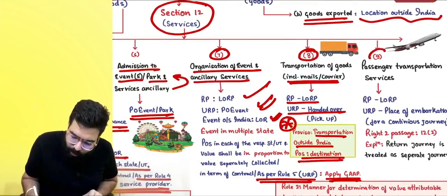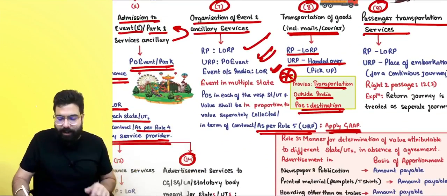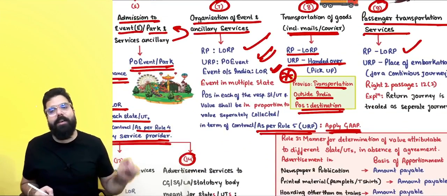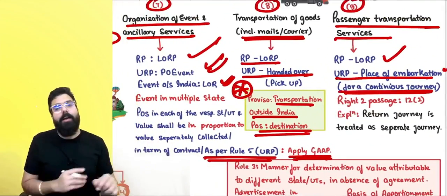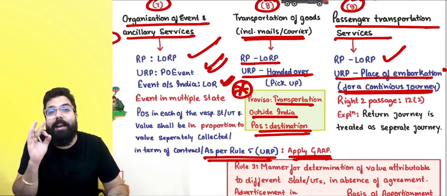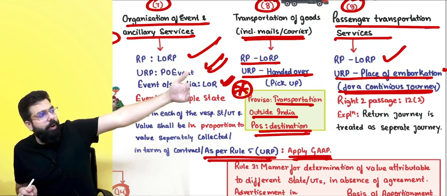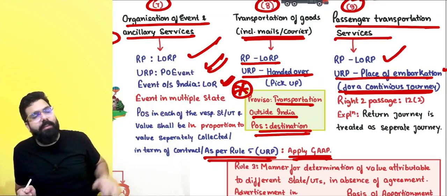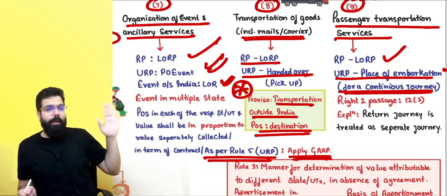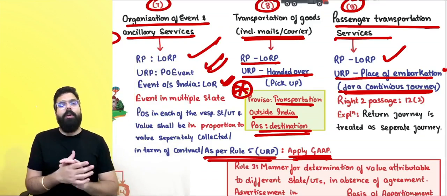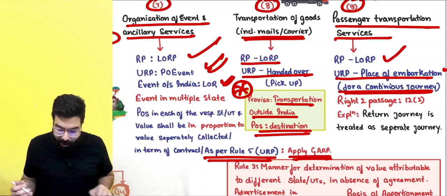Section number 12.9 talks about passenger transportation service. Given to a registered person, location of the registered person. Given to an unregistered person, place of embarkation for a continuous journey will become the place of supply. Basically, if I'm Indigo Airline and I give passenger transportation service to a registered person, location of the registered person is the place of supply. If I have given it to an unregistered person, where he boards the flight, that is the place of supply.